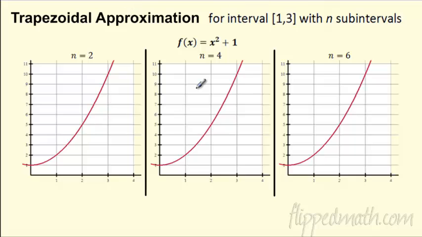Why is trapezoid so good? Well, check it out. If I want 2 trapezoids in here, so let's say I'm going to do 2 trapezoids, same interval, 1 to 3. I know the answer. I know it's 10.666 repeating.